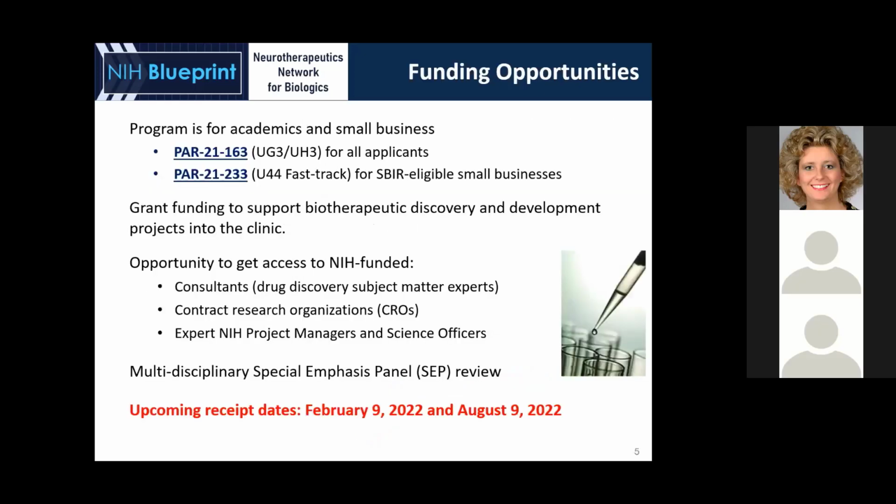So our program is for both academics and small businesses. We have 2 separate PARs for each. PAR 21-163 is for all applicants, both academics and small businesses, driven by PI. PAR 21-233 is for SBIR eligible small businesses. And so one of the early decisions that you will have to make as a PI is to determine which of these FOAs you will actually apply to.